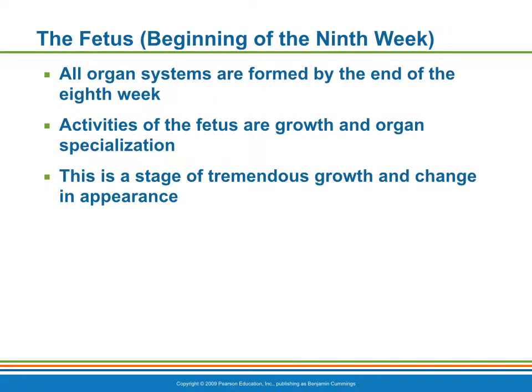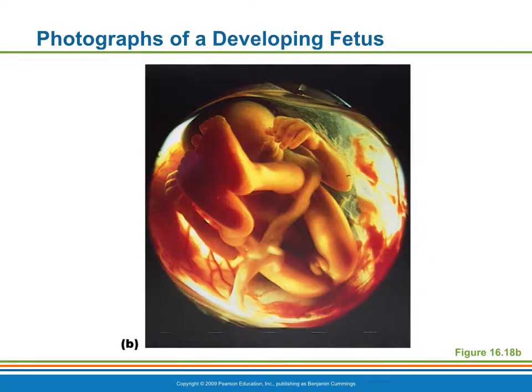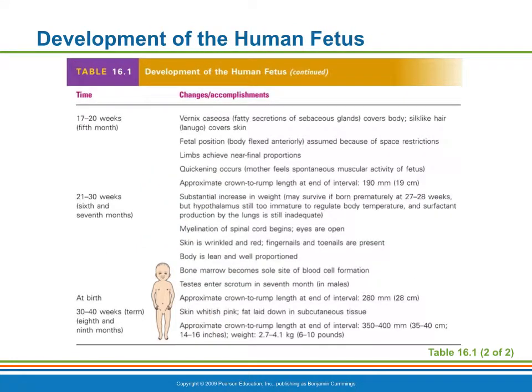Now the fetus, all organ systems are formed by the end of the 8th week. And then it continues to grow, and you can see these different diagrams of different growing stages inside of the developing fetus. You can go through these charts and take a look at what happens at different stages of the growing baby as it continues to grow inside the womb.